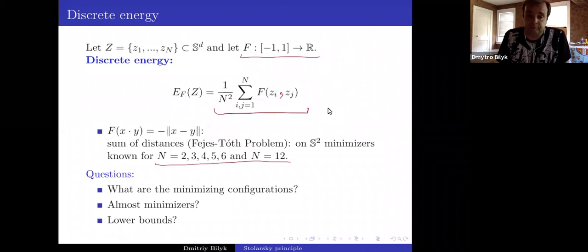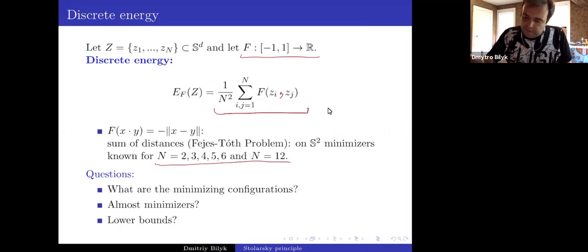If you cannot find minimizing configurations, what are configurations that almost minimize it? At least give you an almost optimal order of magnitude, maybe. And if you can prove some lower bounds. Okay, so the next slide will actually explain why I'm taking this normalization here.